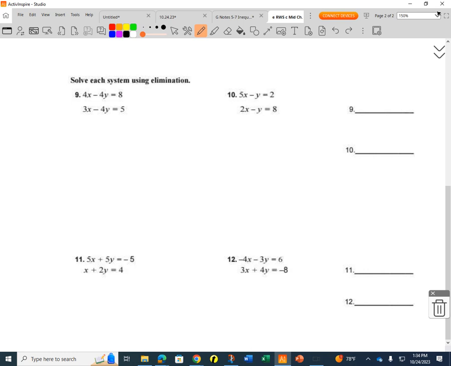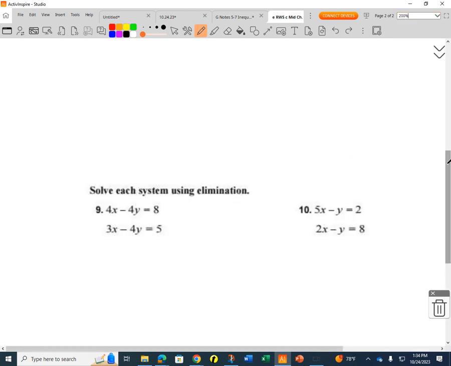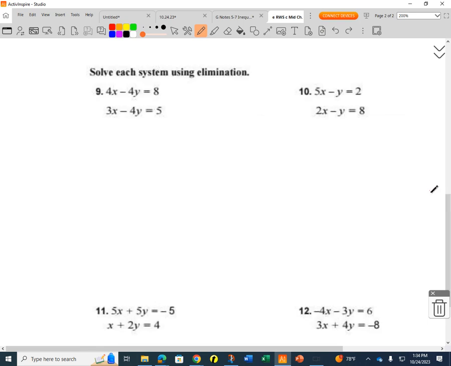I will post the answers actually to these are already posted, but I'll post them again on today's. They were posted on the review worksheet A or B, I think, or maybe both of them. But I'll go ahead and post them again here.